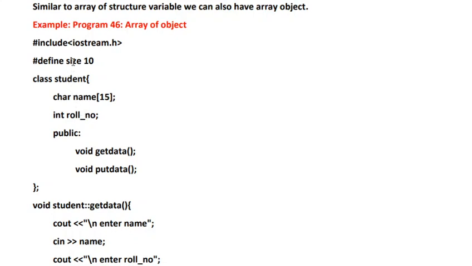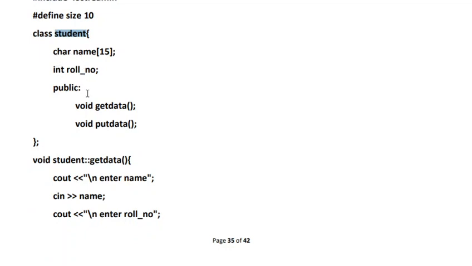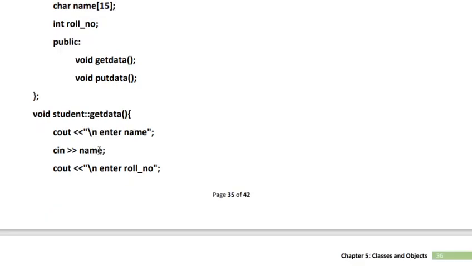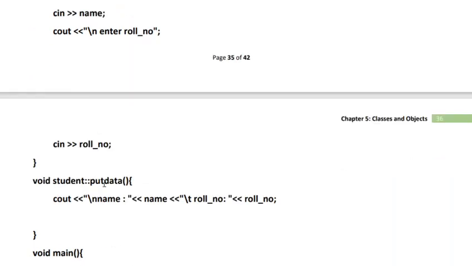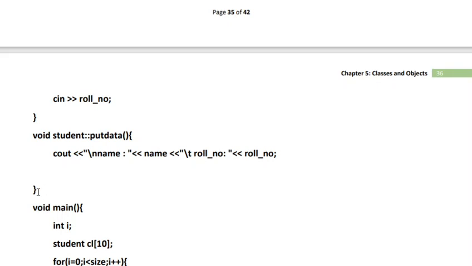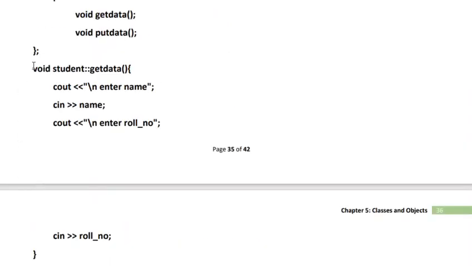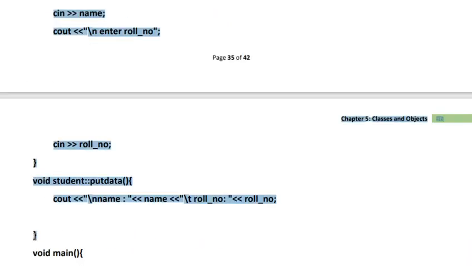Here you see I have defined a macro size, which has the macro expansion 10. Wherever size is encountered, it will be replaced by 10. I have a class student. Inside the class student, I have private members name and roll number, and public members get data and put data. I am defining the get data function and the put data function outside the class. We already know about this, so I will not elaborate further.